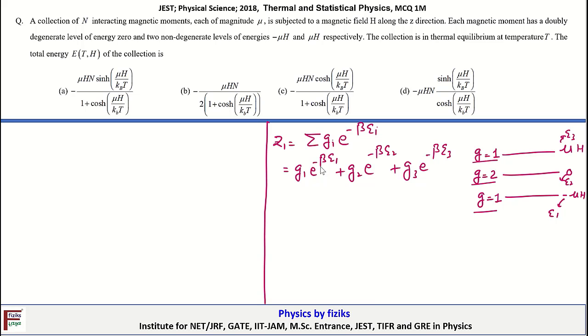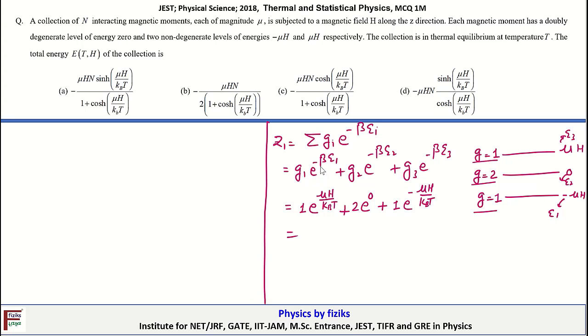We will substitute the corresponding values, so that Z1 is equal to 1 into exponential minus beta into minus mu H, that is exponential beta mu H, which is mu H upon kBT, and then g2 is equal to 2 exponential minus beta into E2, which is 0, that is exponential 0, which will be 1 ultimately, plus g3, that's 1 into exponential minus beta into mu H, so that is minus mu H upon kBT.